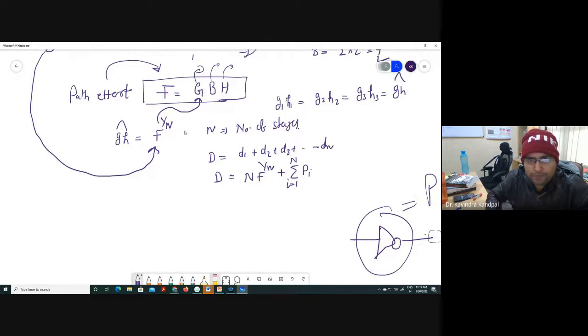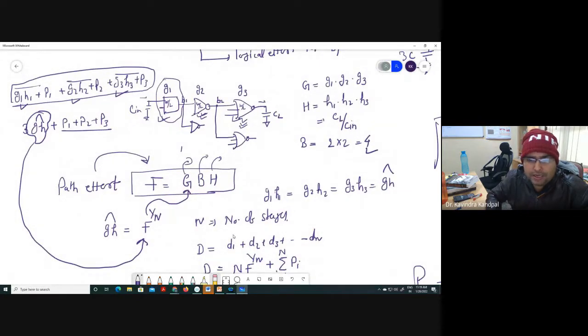Now, the question is, I understood one point that delay is minimum, and each stage basically gives you f to the power 1 by n effort, right? But the question is, how do I size? I told you either you know Cin or these informations are available to you. Cin is available, CL is also available. So you start backtracking. You put GH of this stage, G3H3, as f to the power 1 by n. This will give you the capacitance value here. Yes or no? This is what we did, backtracking.